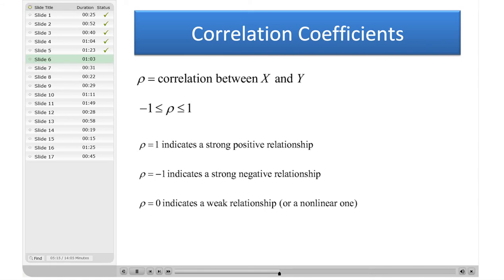And finally, if you have a correlation coefficient near 0, that indicates either a weak relationship, where there's basically not a very strong relationship between x and y at all, or possibly there is a strong relationship, but it's not linear. And we'll see an example of that in a moment.